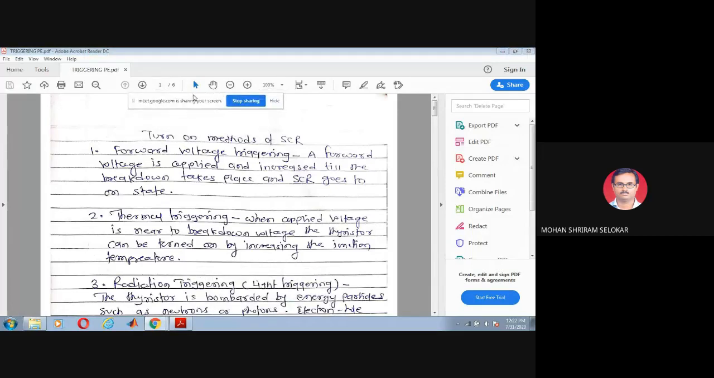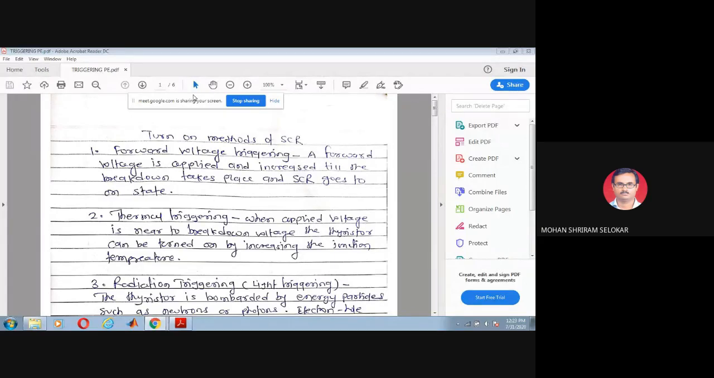Now basically, what are the different methods to turn on the SCR or any kind of thyristor family device? There are so many ways to turn on the SCR. A very common method, which is widely used, is forward voltage triggering. What is the most suitable and easiest method? Take the SCR and apply the forward voltage across it. Now what will happen?